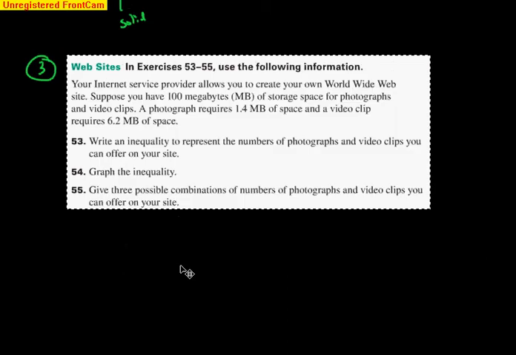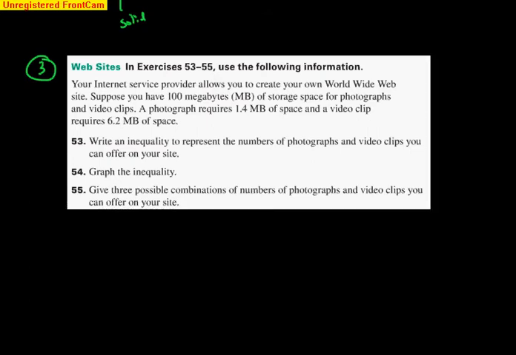Okay, so here's a word problem we're going to take a look at. It says your internet service provider allows you to create your own World Wide Web. Suppose you have 100 megabytes of storage space, so you have up to 100 megabytes of storage space for photos and video clips. A photo is 1.4 megabytes of space, and a video clip is 6.2 megabytes of space.